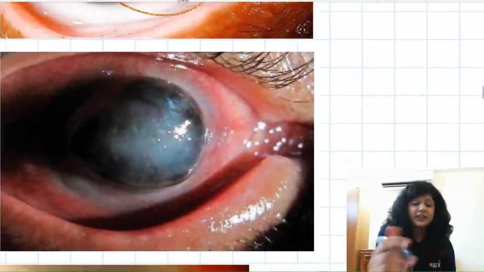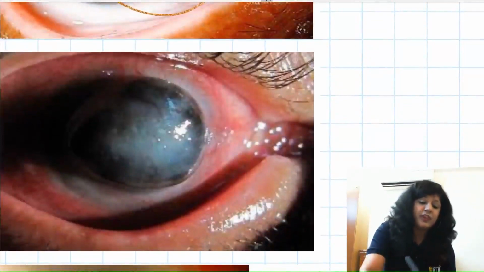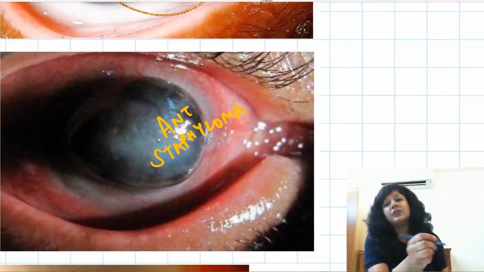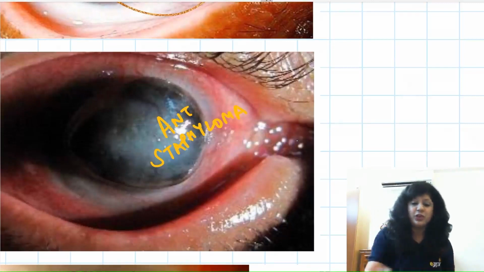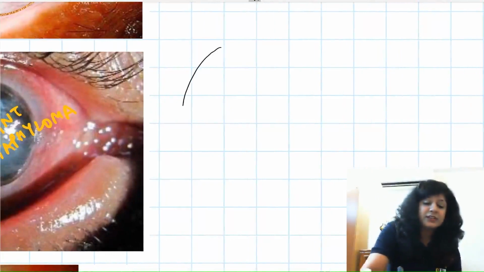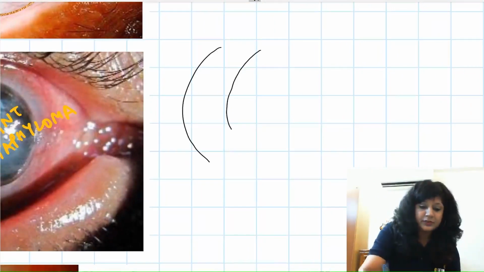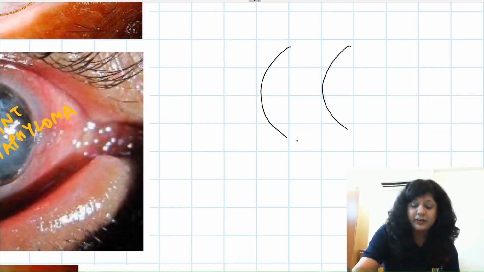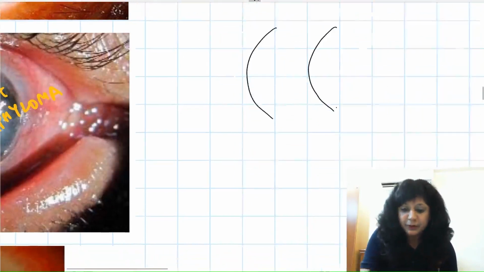Then see this. This is a case of the anterior staphyloma. This is called anterior staphyloma. Anterior staphyloma occurs due to a large perforation. Now I will tell you how this occurs. Suppose these are the corneal layers. Okay. Let's draw it somewhat here. These are the corneal layers, and we are getting the perforation.